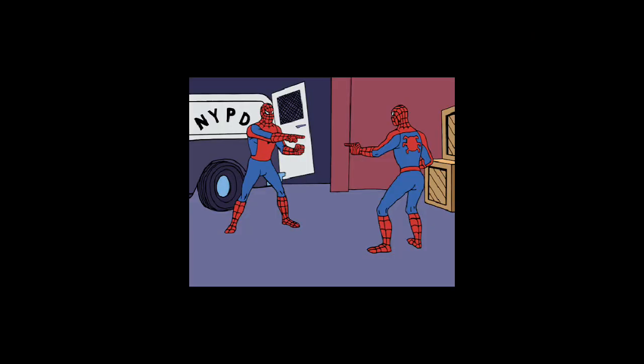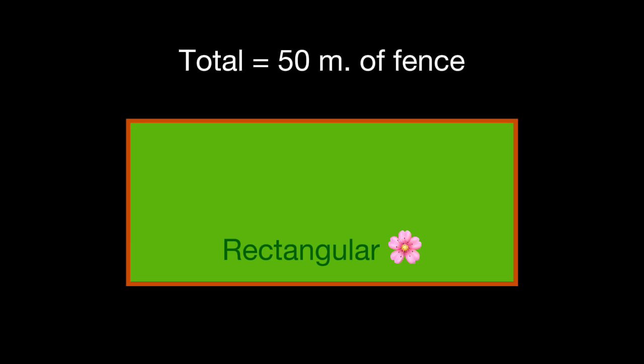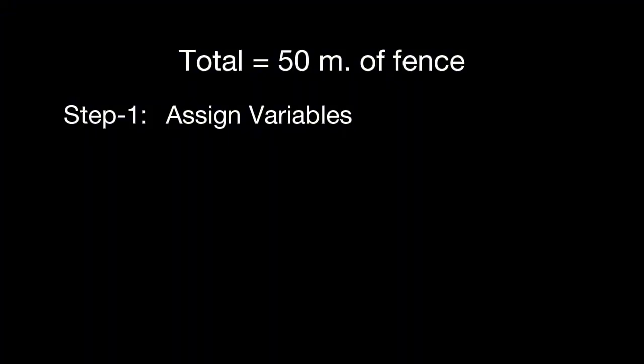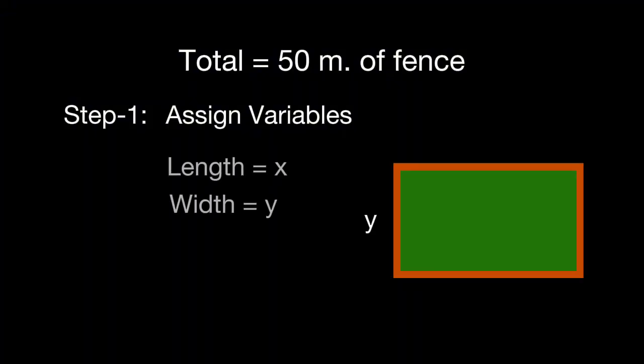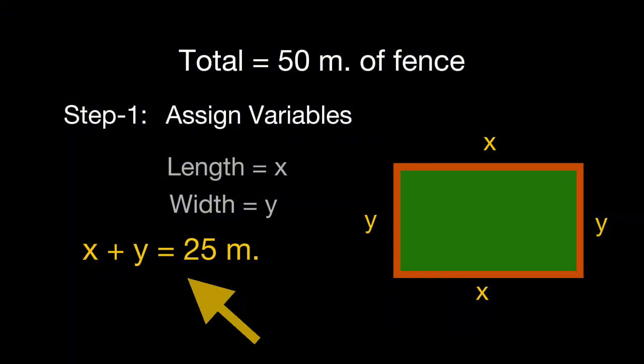What about another? Imagine you're a farmer. You got a total of 50 meters of fences, and now you want to make the biggest and fattest rectangular garden possible with these 50 meters of fences. So step 1 is to assign variables. We're going to take length as x and width as y. The total perimeter is 2x plus 2y equals 50 meters of fence. By simplification, x plus y equals 25. Let this be our equation uno.